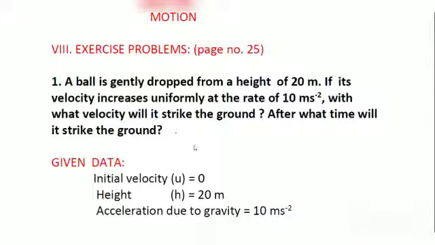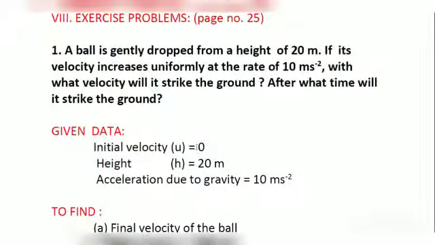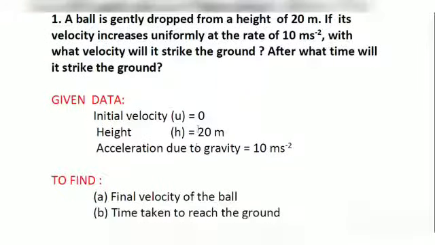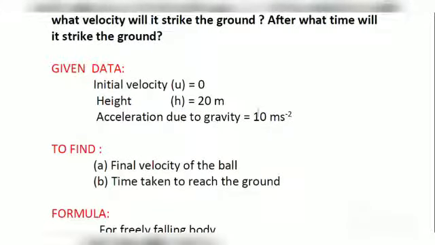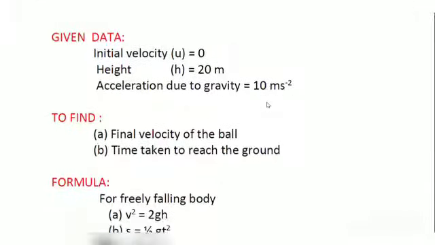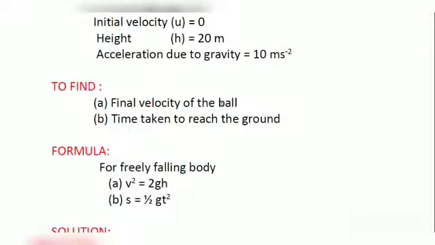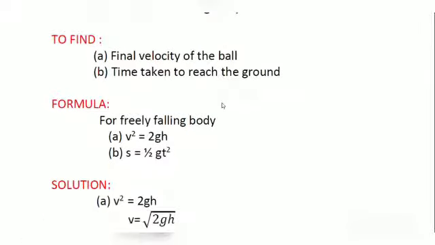When you drop the ball from a height of 20 meters, its velocity increases at 10 m s^-2. We have to find out at what velocity and time the ball will strike the ground. Given data: initial velocity u is equal to 0, that is, the ball is at rest. Height h is equal to 20 meters. Acceleration due to gravity is 10 m s^-2. We have to find the final velocity of the ball and the time taken to reach the ground.